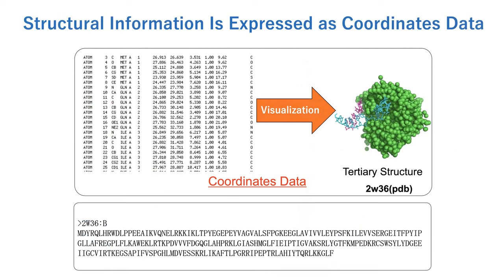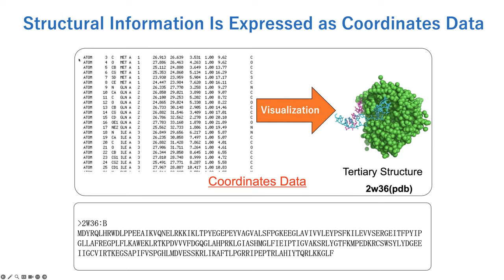Okay, this is an expression of the three-dimensional structure of the proteins. Each line indicates coordinate data, the coordinates of the atoms which constitute our proteins. So for example, the first line.